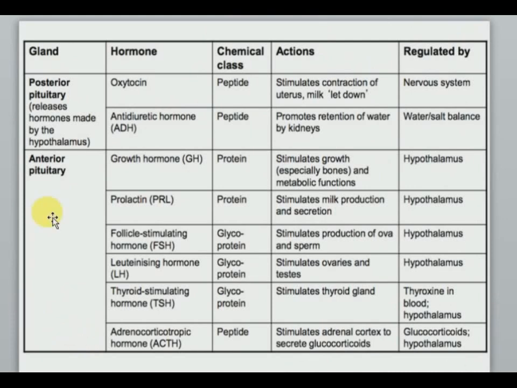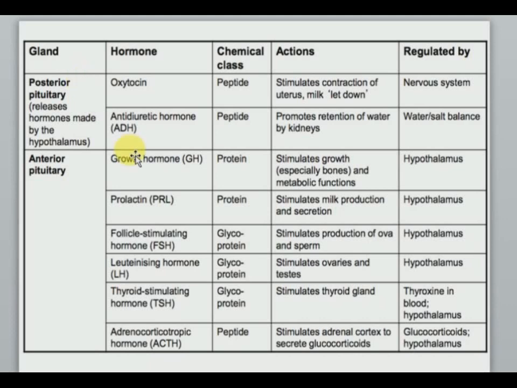So let's start from the posterior pituitary gland, which secretes two hormones. Oxytocin, it's a peptide and it stimulates contraction of the uterus and milk let down. Milk let down refers to the action of oxytocin causing the mammary gland to squeeze rhythmically to release breast milk after parturition, basically, and it's controlled by a neuroendocrine reflex. In a subsequent class, you will understand what that means.